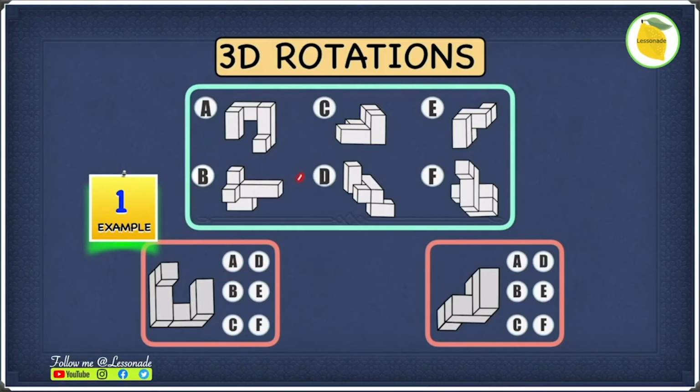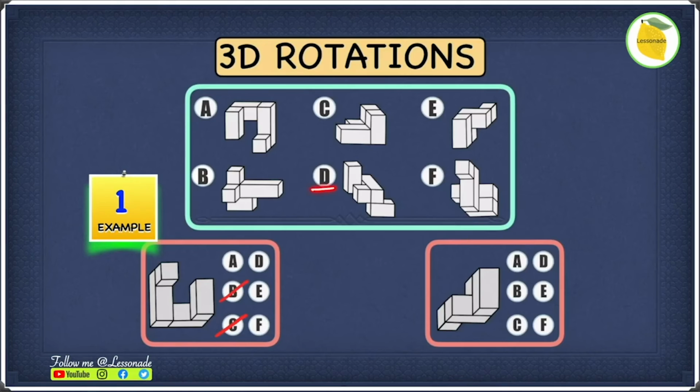In B, we can find a cuboid here and another one here. We can only find two cuboids in B and not three, and because of that, we're going to cross out B. Let's move to C. In C, we can find a cuboid here and another one here. We can only find two cuboids in C, which means it is not the same as 3, and therefore we can cross out C as well.